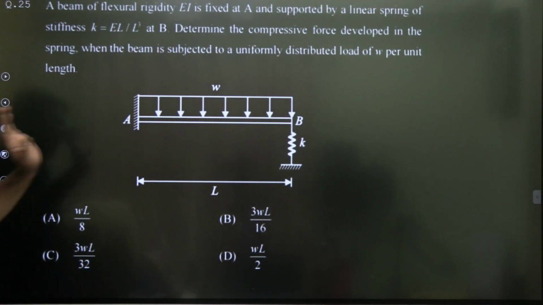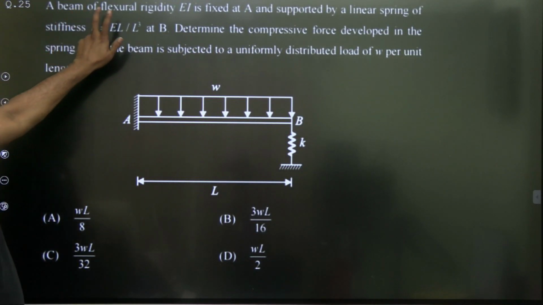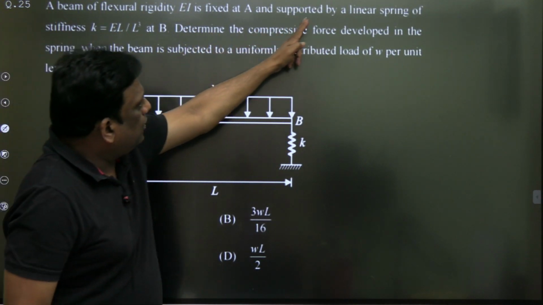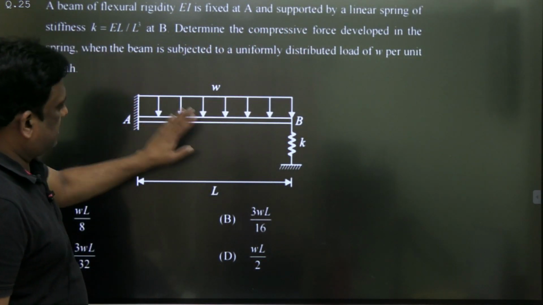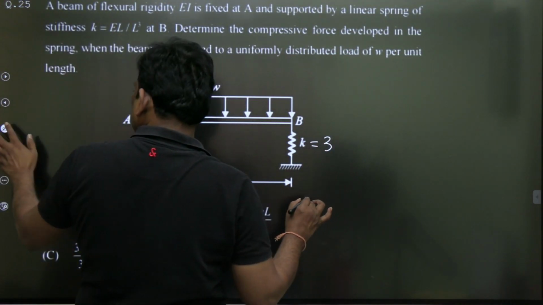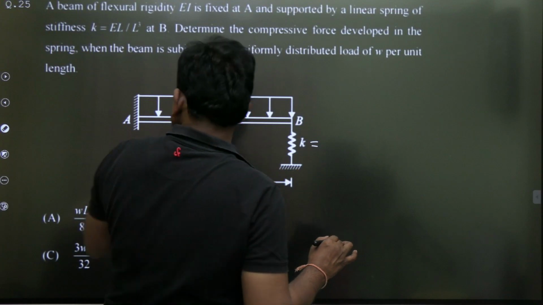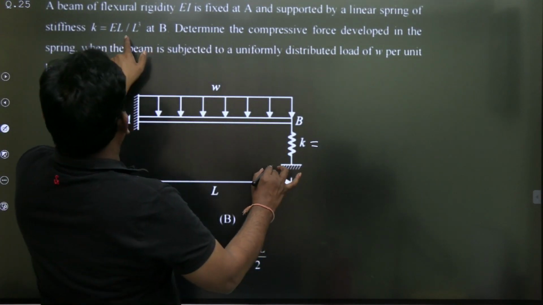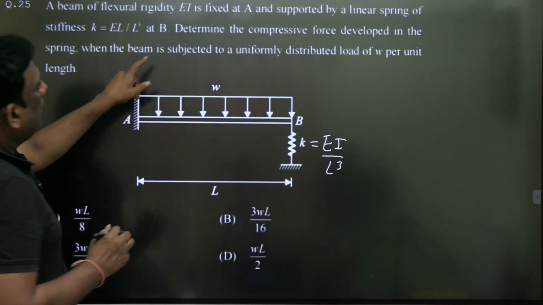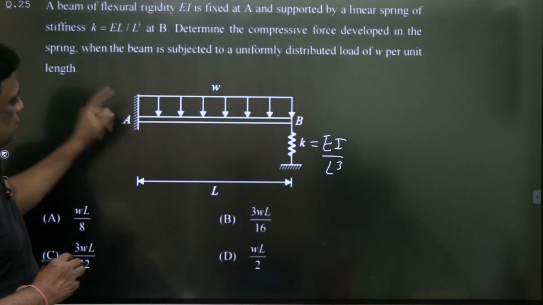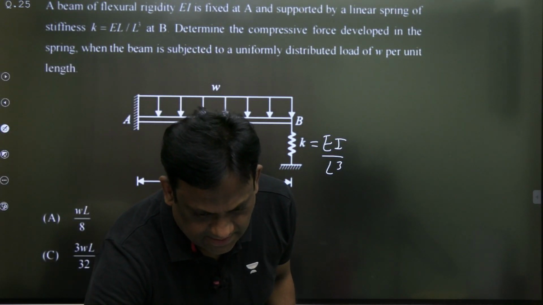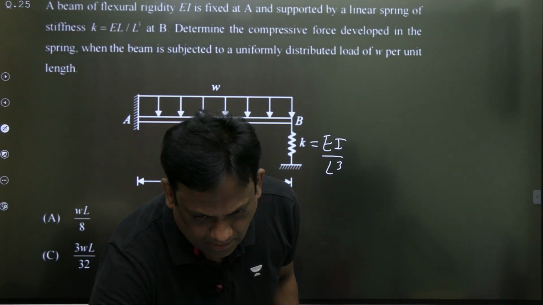This is a very simple question. A beam of flexural rigidity EI is fixed at A and is supported by a linear spring of stiffness K, and K is given as EI by L cube. Determine the compressive force developed in the spring. That is asked here. So don't worry.